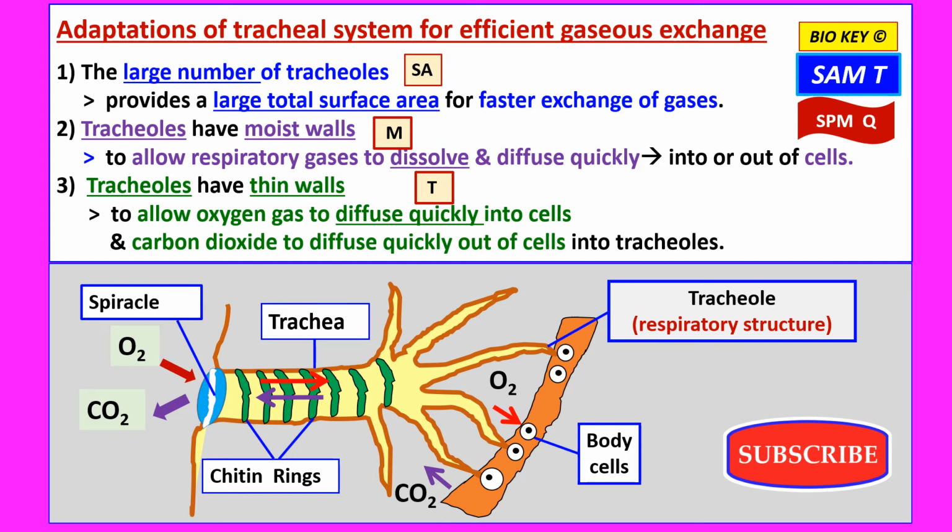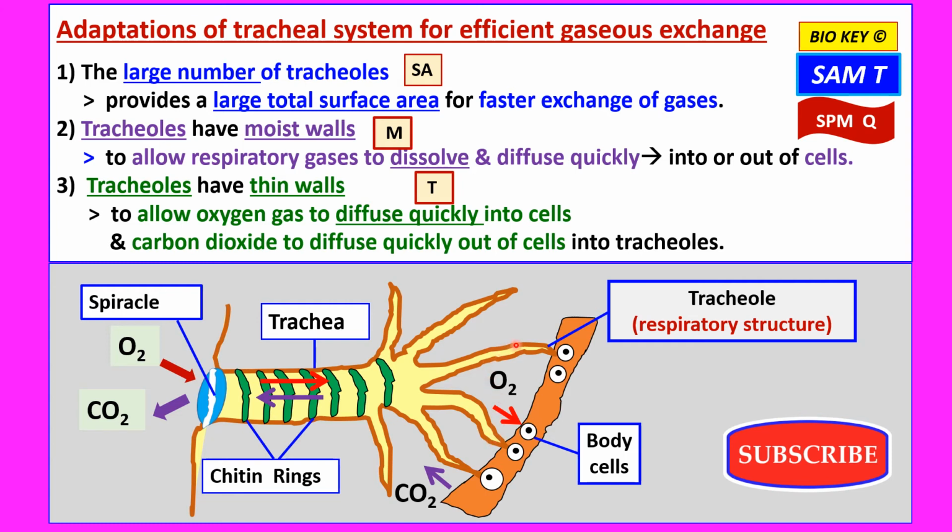Let us now discuss the adaptations of the tracheal system for efficient gaseous exchange. This is important for the exam. It comes out as a structured question or essay question. Number one, the large number of tracheals. There are numerous tracheals to provide a large total surface area for faster exchange of gases.